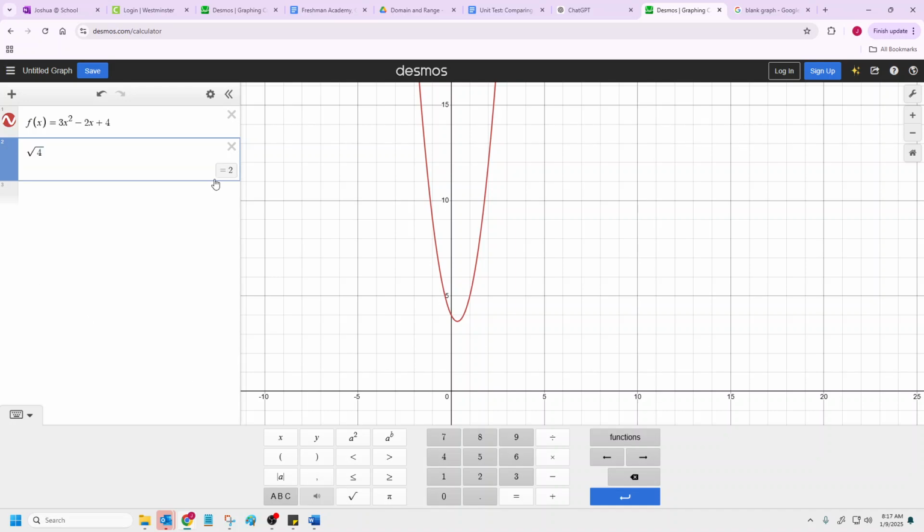So if I type in square root of 4, check it out, it equals 2. Square root of 9 equals 3. That's how you write that in there. That is your Desmos tutorial.